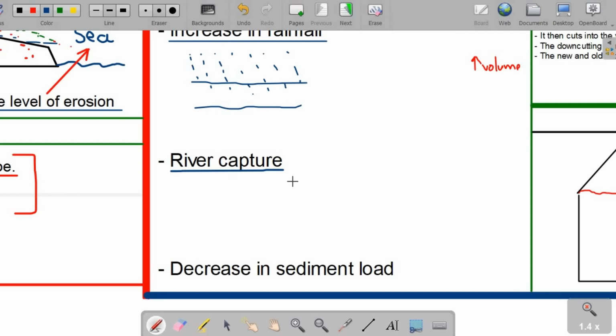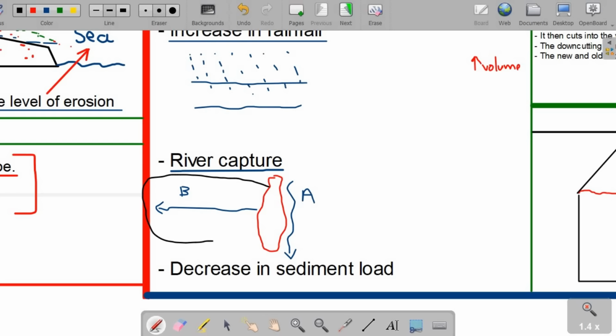Okay, so let's say you had this particular river here. Let's say this is river A, it's flowing south, and then you have this river B, which is flowing west, right? And in between them there's usually a watershed. Remember, a watershed separates two drainage basins. This is one drainage basin and that is another drainage basin. They are separated by a watershed.